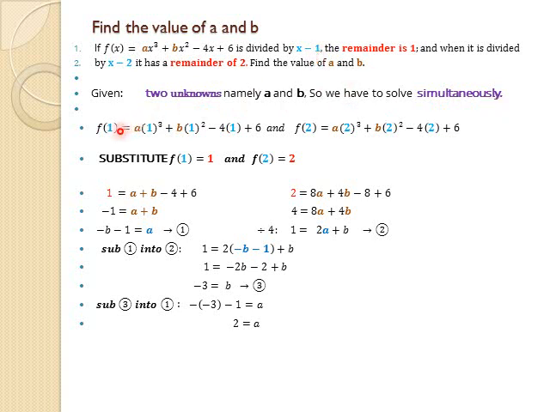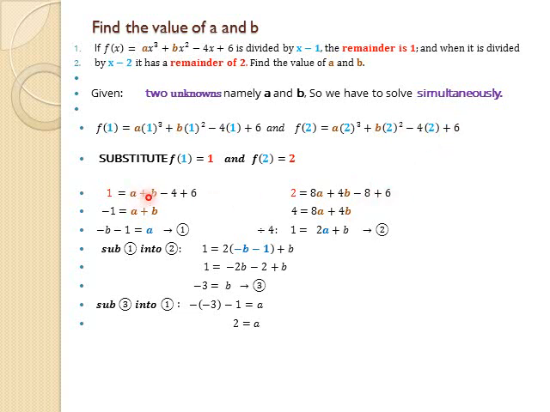So for x minus 1, I'm substituting 1. Negative 1 becomes positive 1. So it becomes a times 1 cubed plus b times 1 squared minus 4 times 1 plus 6. And for x minus 2, x equals 2. So f(2) is a times 2 cubed plus b times 2 squared minus 4 times 2 plus 6. The remainder is 1 when I substitute 1, so that becomes 1 equals a plus b minus 4 plus 6. The remainder is 2 when I substitute 2, so 2 equals 2 cubed is 8a, 2 squared is 4b, minus 8 plus 6.